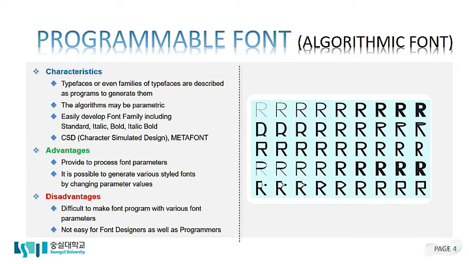But there is a kind of programmable font that is called an algorithmic font. The characteristic of a programmable font is that the typefaces, even a whole family of typefaces, are described using a program that generates them. This kind of algorithm may be parametric. By changing parameters, it may be possible to generate various fonts, I mean font families including standard, italic, bold, and bold italic. The most famous example is TeX and Metafont.